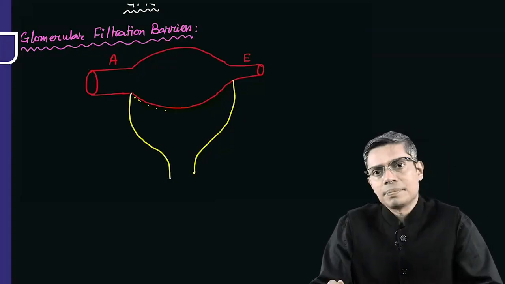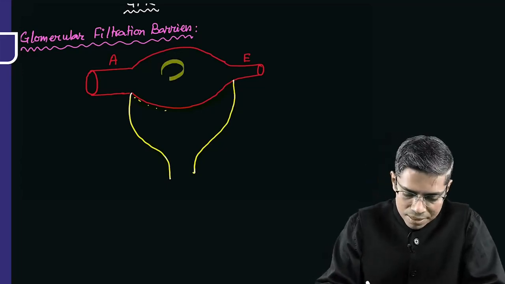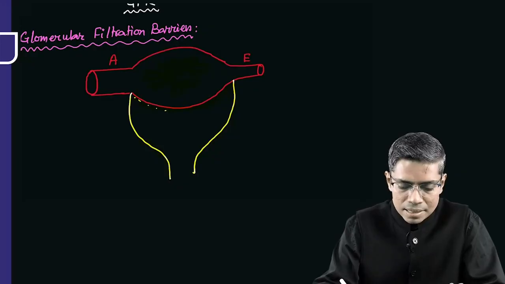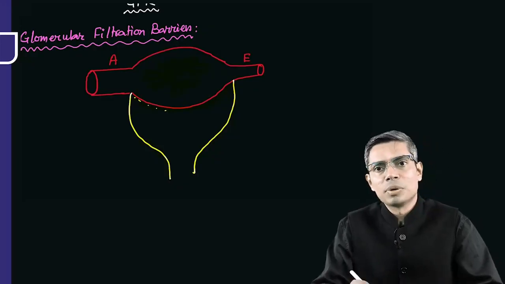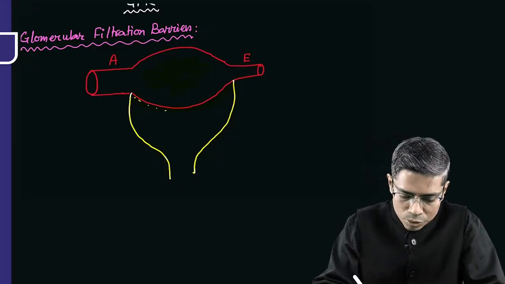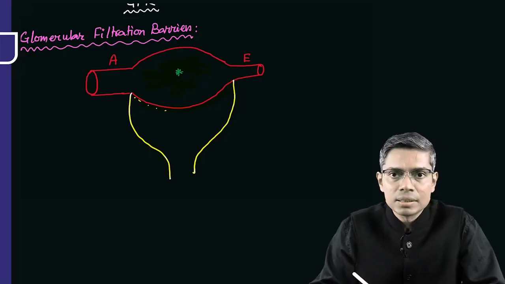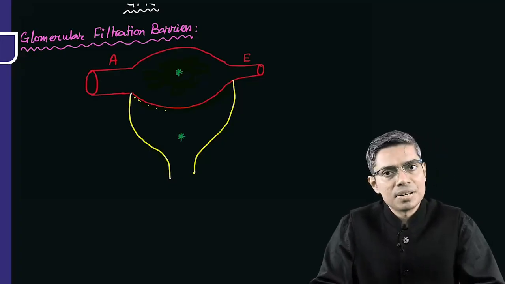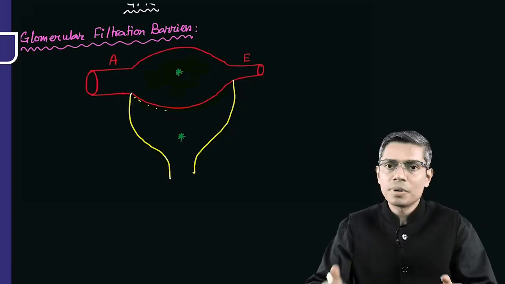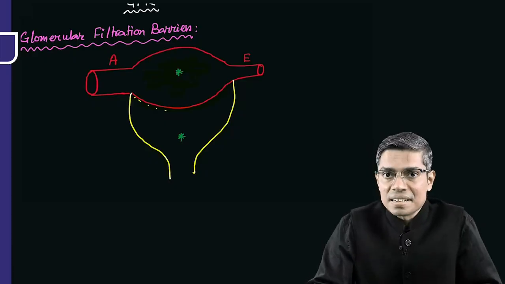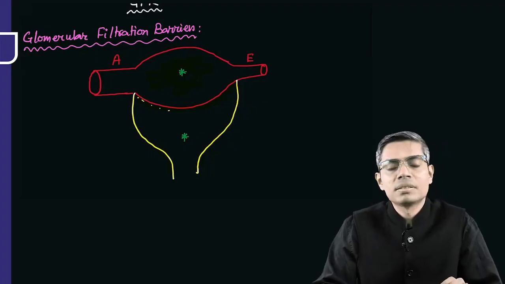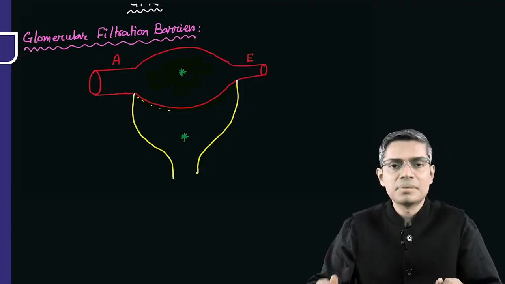Now just think that one substance has reached here through the circulation, and this substance is permeable to the glomerular capillary. So how is it going to pass from this blood or the plasma up to the level of this Bowman's capsule, and that is nothing but filtration. So it has to pass through certain layers, and those layers are nothing but the glomerular filtration barrier. So what are the different layers?